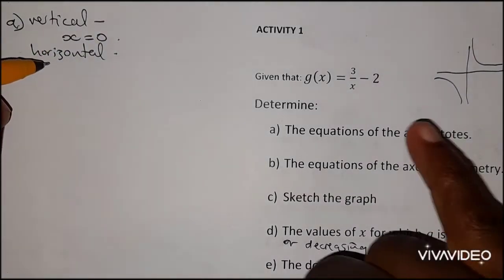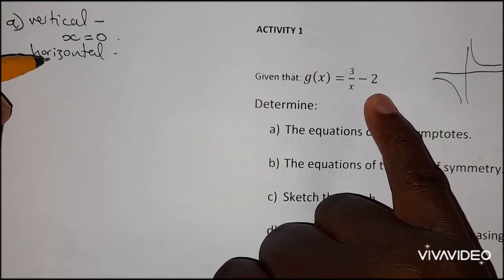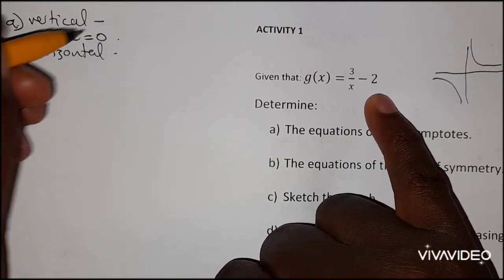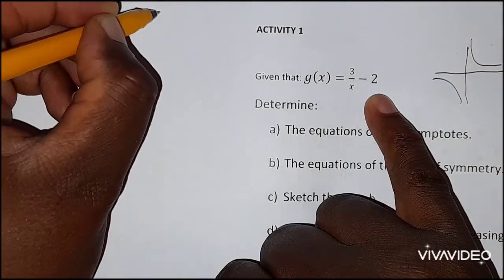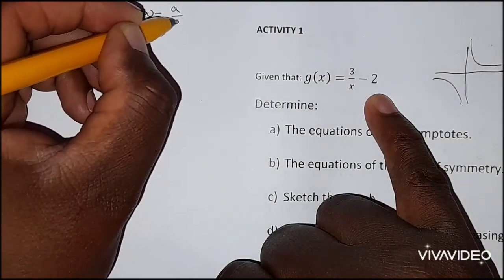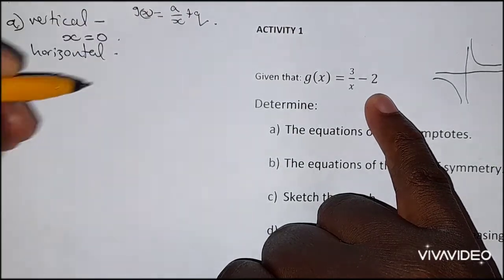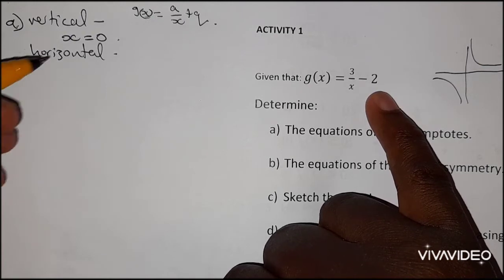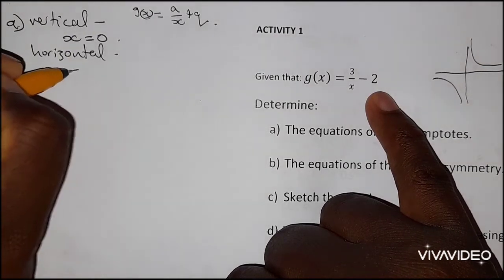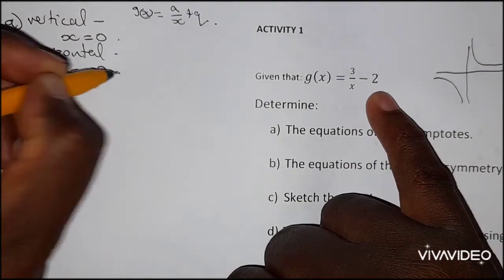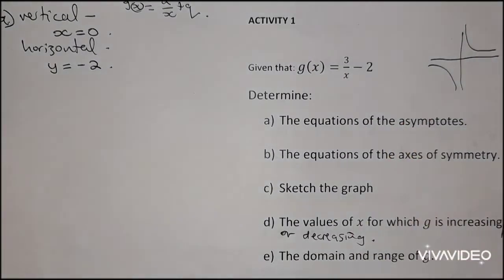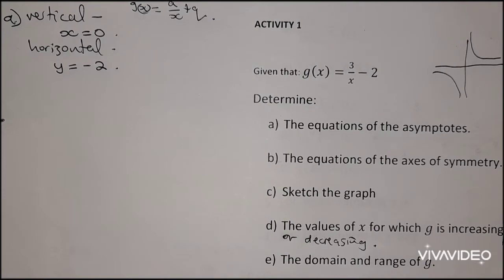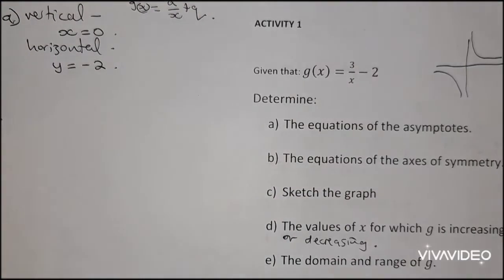horizontal asymptote, we get it from the value of q. Remember, this is g of x is equal to a over x plus q. So the horizontal asymptote, we get it from the value of q. So this one will be y is equal to -2. And this -2 also tells us that the function has been shifted 2 steps downwards.